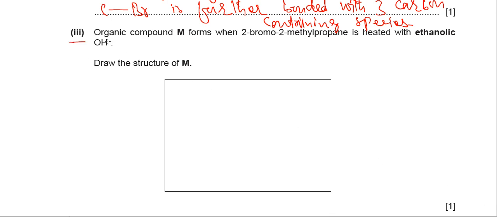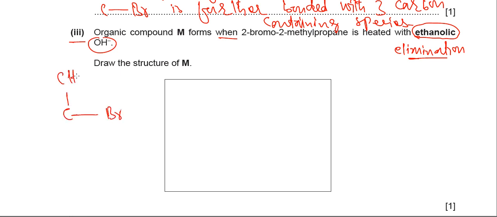Next, third part: the organic compound M forms when 2-bromo-2-methylpropane, which was the tertiary, is heated with ethanolic hydroxide. It is not only hydroxide, it could be sodium or potassium hydroxide or any soluble alkali. Now when we are going ethanolic, what happens? Elimination reaction takes place. What is elimination? The halogen that is bonded to the carbon atom is removed, and from the adjacent carbon atom hydrogen is removed.